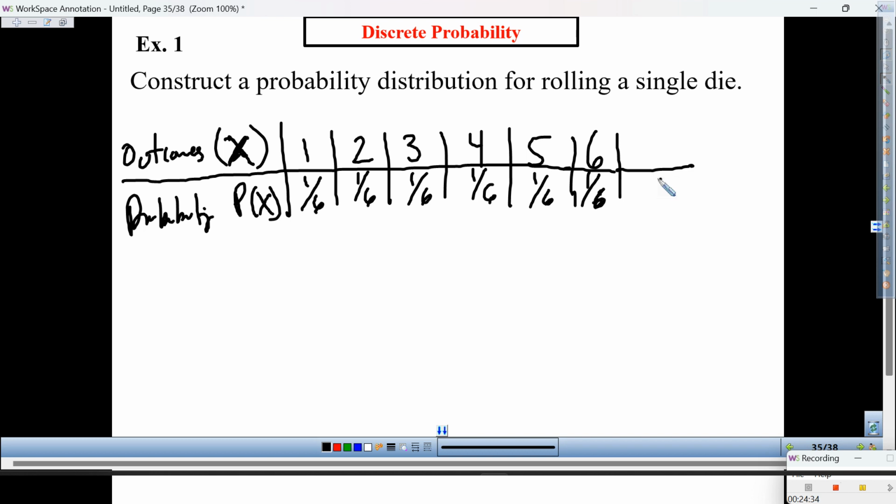So question, does it add up to 1? So JC's saying that if we do decimal, it's not going to be exact. So for this one, to keep it exact, we're going to leave it as a fraction, okay?